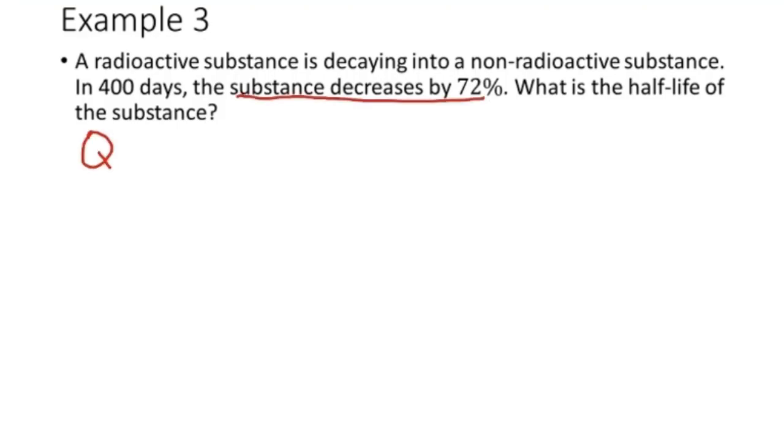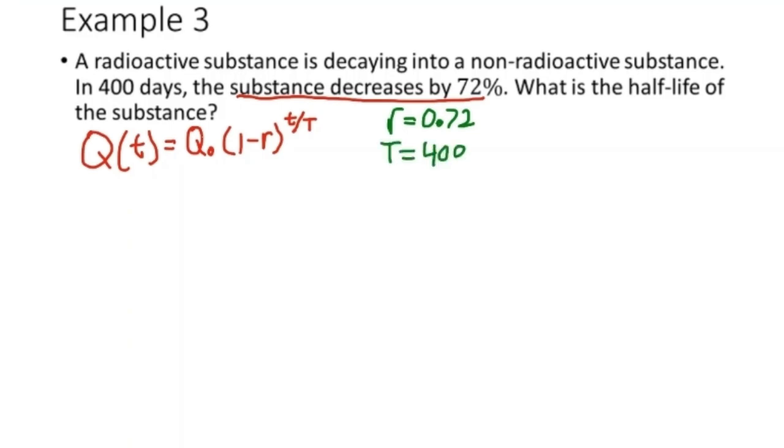If we make Q the amount of our substance, the version of our model we're going to use, because we're given a percent decrease, is going to be Q sub 0 times 1 minus r raised to the t over T. From our problem, we know that r is 72%, which is 0.72, and our capital T is 400 days. But they didn't give us the initial amount. So let's write in what we know so far.